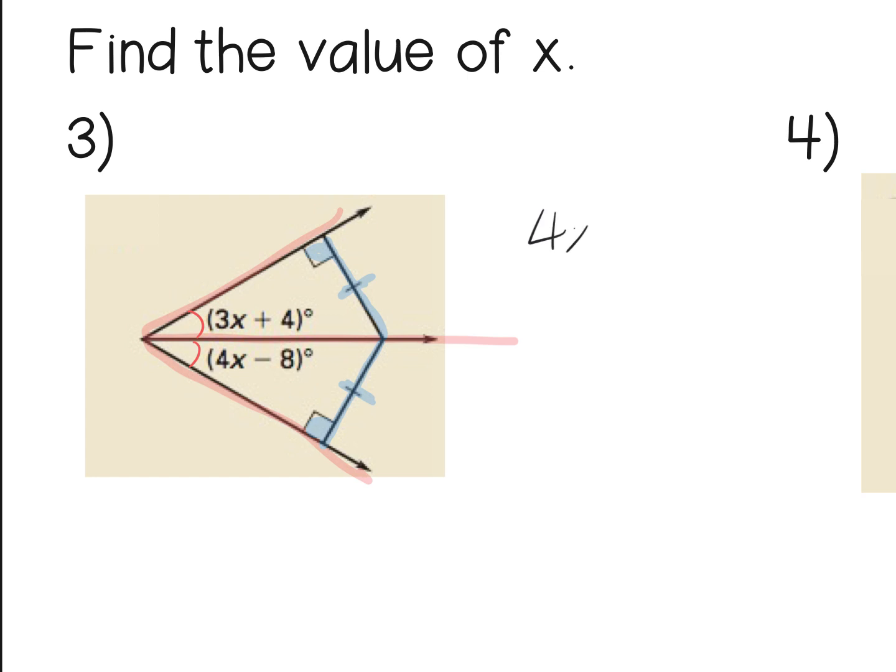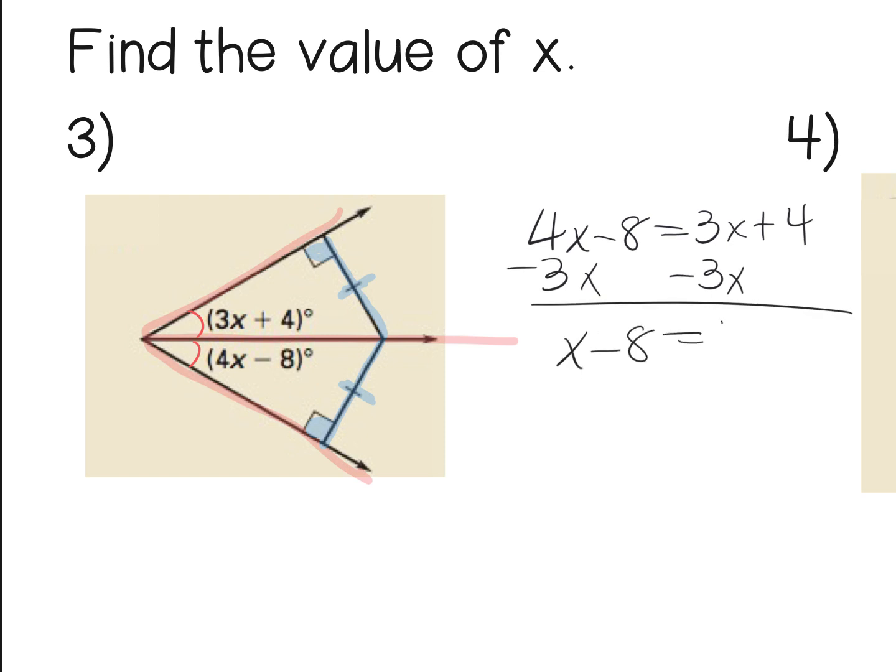So 4x minus 8 is equal to 3x plus 4. What I'm using here is the converse of the angle bisector theorem. So I'm going to subtract 3x. x minus 8 equals 4. Add the 8, and x equals 12. And that's all they asked me to find. It didn't ask me to find the angle measure, so I stop right here.